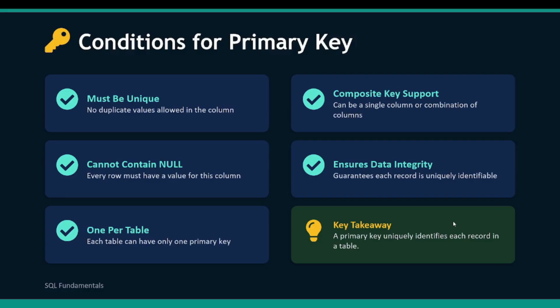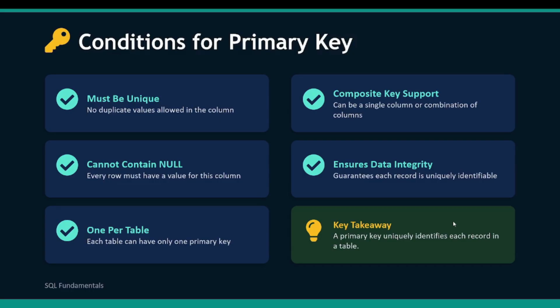The second condition is that a primary key cannot contain null values. Null in SQL represents the absence of value. It means unknown or not provided. Since the primary key is responsible for uniquely identifying every row in the table, it is absolutely mandatory that every row has a valid, non-null value in that column. A row with a null primary key would be unidentifiable, which is completely unacceptable in a well-designed database.